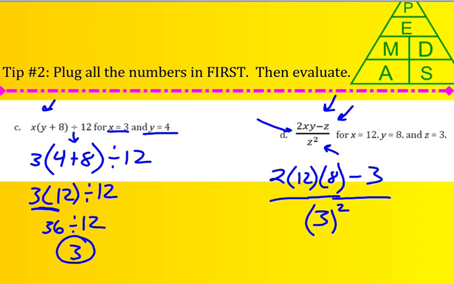2 times 12 is 24. Times 8 minus 3. All over. Well, I can do 3 squared. That's 9 because I can't divide these until I get one number on top.